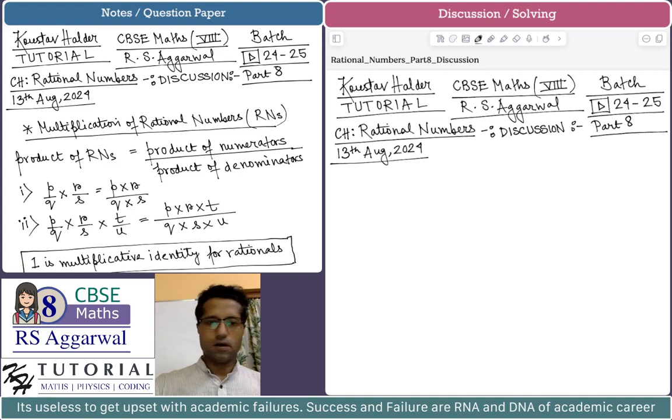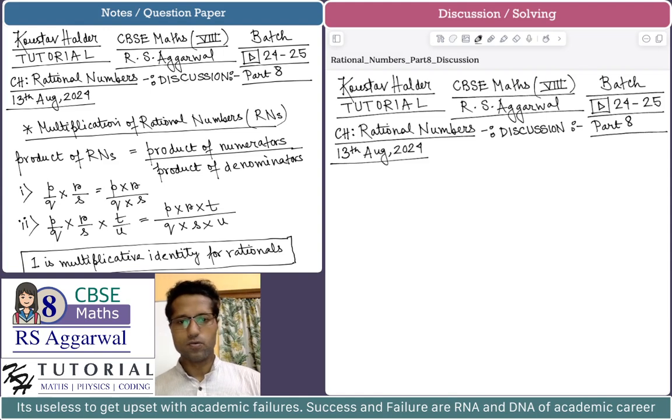So how do we multiply two rational numbers? Now you can see that in the notes. While I speak, you can please follow the notes and you can take a screenshot of the notes. The product of two or more rational numbers is equal to the product of their numerators divided by the product of the denominators of all the rational numbers.